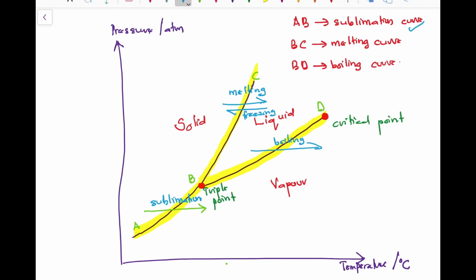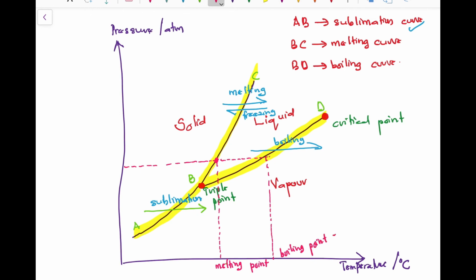Okay, another important thing that you're supposed to know is, let's say at a constant pressure, then we extrapolate, the temperature increases until it touches curve BC. And then the temperature at that point is called the melting point. And then as the temperature increases, it will touch the boiling curve. And the temperature at that point is called the boiling point.